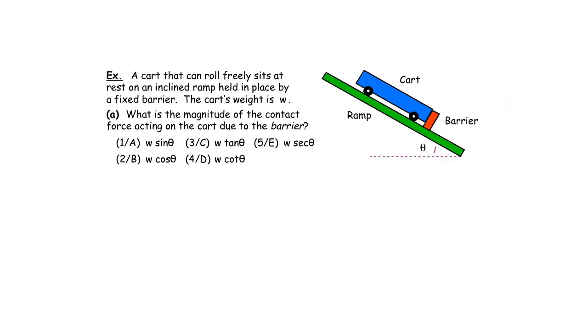Here's another one. This is a pretty simple one, but it can be really confusing. I want you to try this in your groups, in your discussions. So a cart that can roll freely sits at rest on an inclined plane. And there's a little wall there that doesn't allow it to move. Okay? The cart's weight is W. What is the magnitude of the contact force acting on the cart due to the barrier?